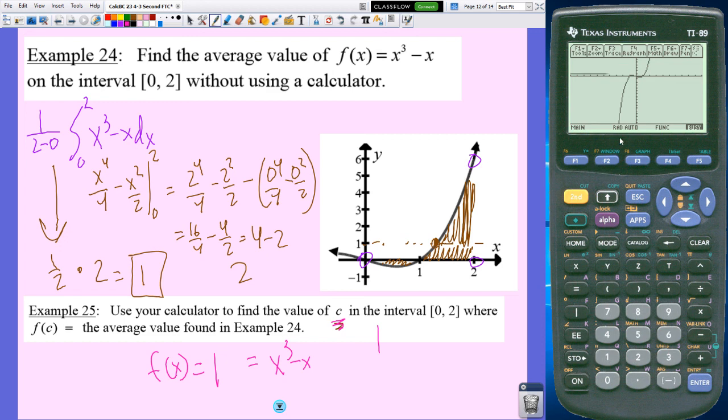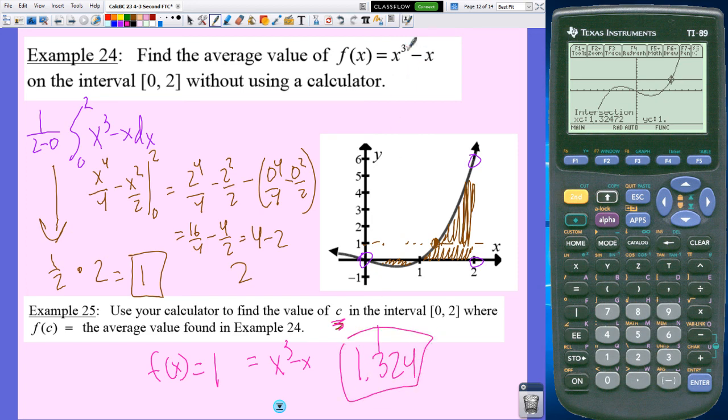So there we go, and then it's hard to see, so I'm going to zoom in a little bit because I can. Okay, so it's crossing right here, and I want to find out what that point is. So I'm going to use my intersection function. First curve and second curve, it doesn't matter, just choose them both. I know it's around this point, so on the 89 you have to choose lower and then upper bound. And my intersection point's at 1.324. So my c in this case is 1.324.